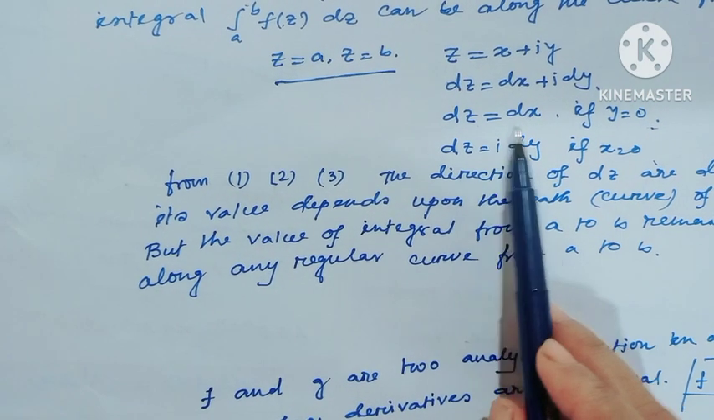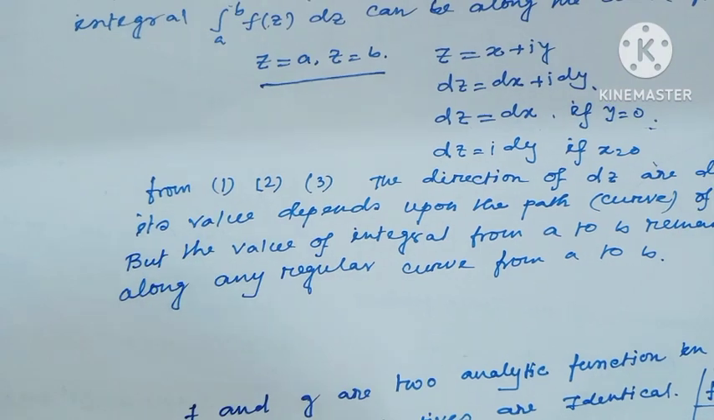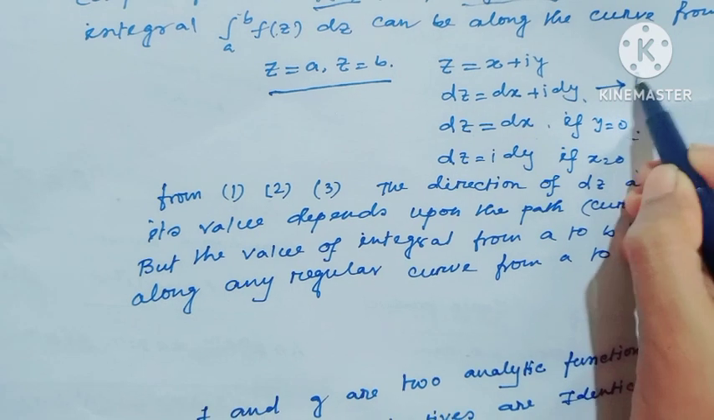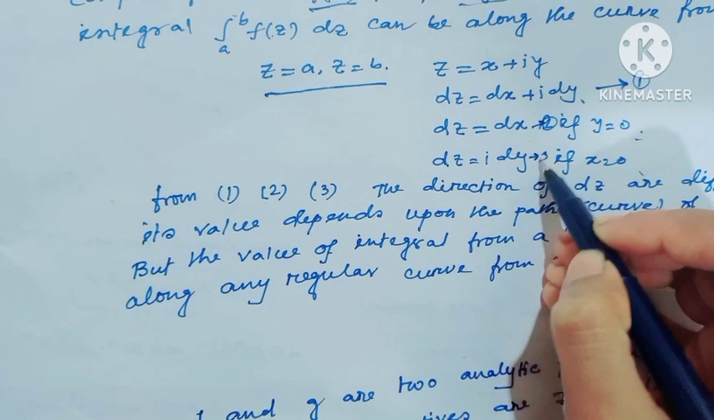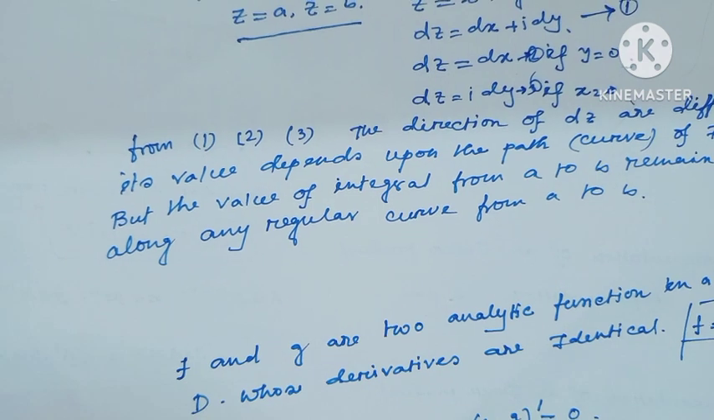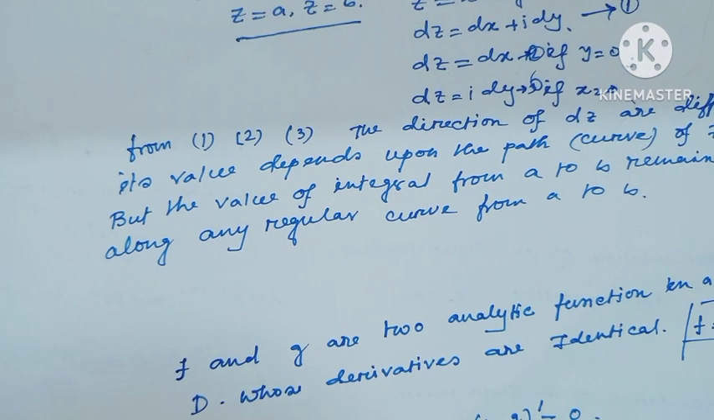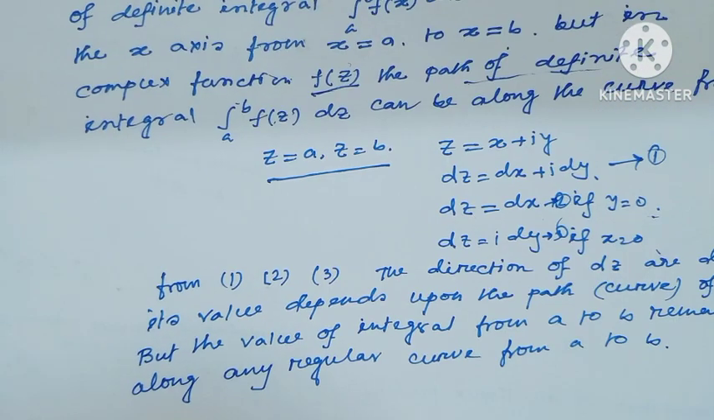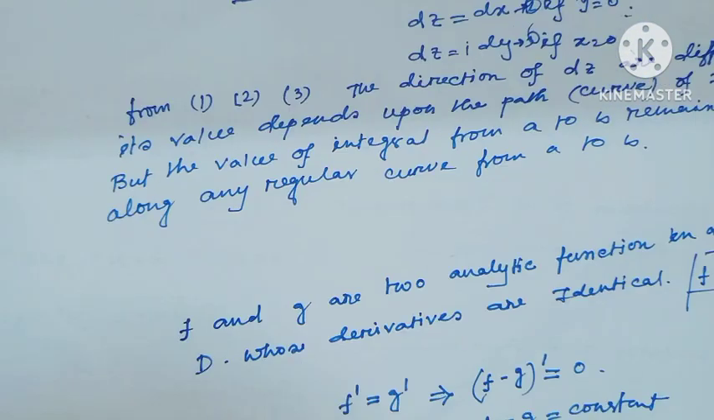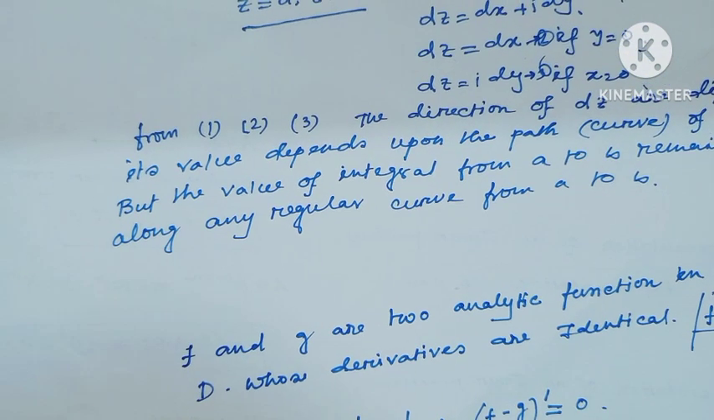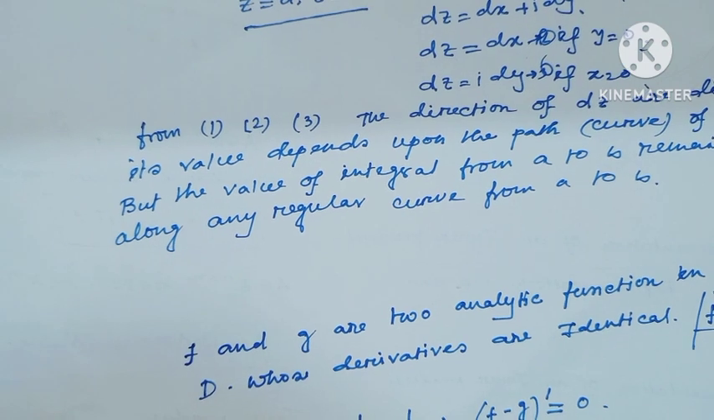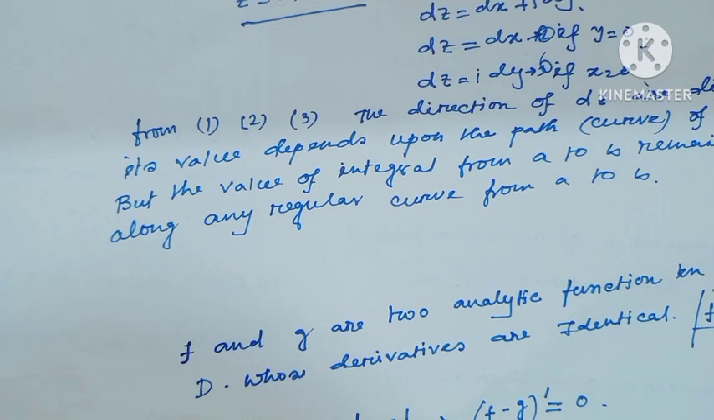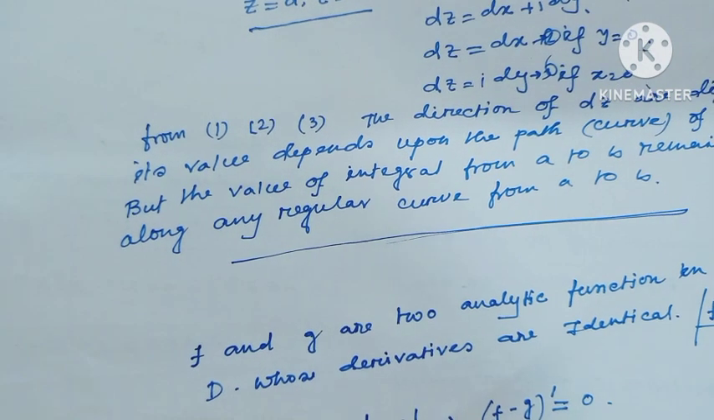If y equals 0, then dz equals dx, and if x equals 0, then dz equals i dy. From 1, 2 and 3, the directions of dz are different. Its values depend upon the path, because here the line integral means along the path or curve of integration, but the value of the integral from a to b remains the same along any regular curve from a to b.